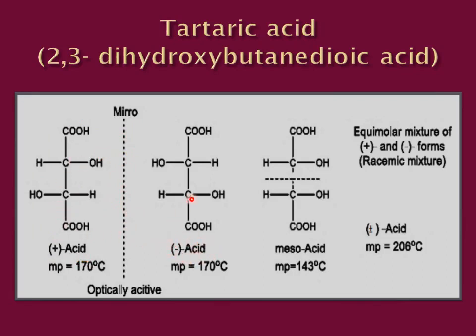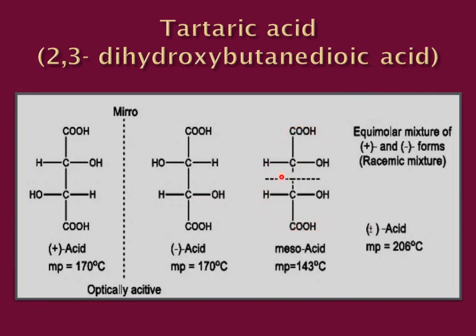And both of them are optically active because they are rotating the plane of the polarized light towards right or left. Now here is another isomer. Isomer means same molecular formula but different arrangement of atoms. Now you can see that this is the same molecular formula that can be written in another form. But students, this is not a chiral compound anymore because you are having a plane of symmetry.